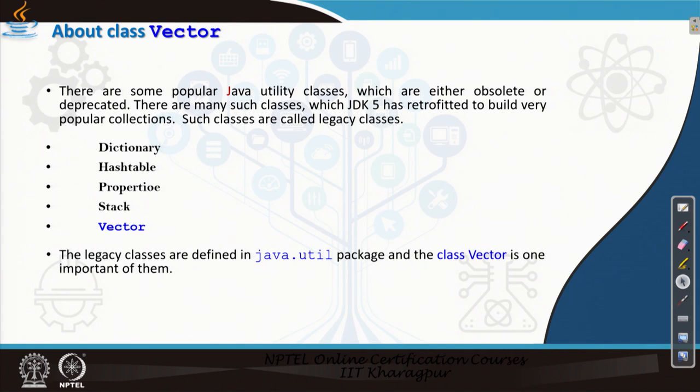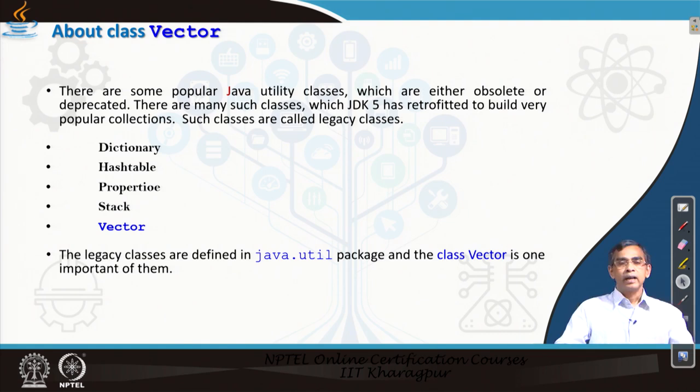This is around JDK 5 and onwards, but prior to JDK 5 all those classes were called legacy classes, very popularly used. Like the Java collection framework, these legacy classes are also defined in the java.util package. They are called legacy classes because they are still in use. In fact, the Java collection framework is built based on these legacy classes only.